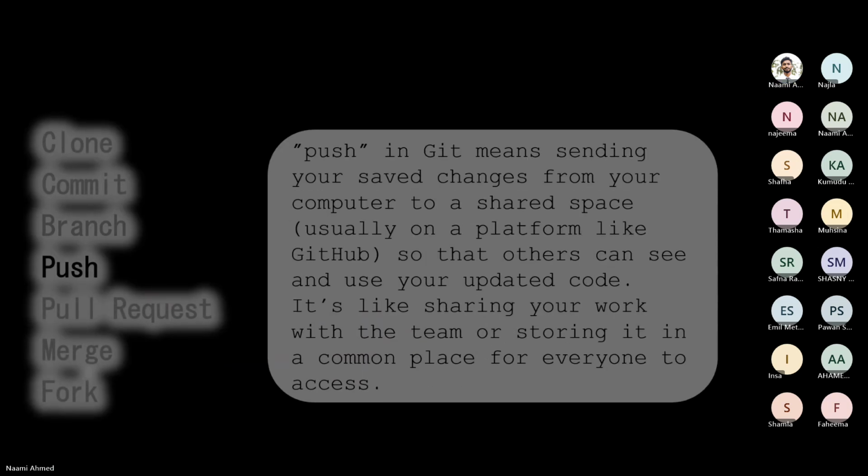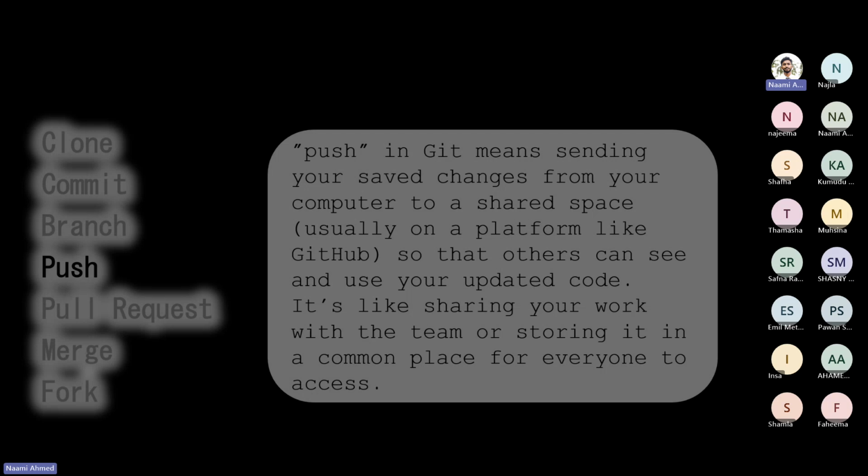Okay. Another term is push. Push is the process of sending your committed change to your GitHub repository. Previously, I told the clone word. You are working on the local environment, your machine or your PC. You are changing some code or developing something. After that, you are saving on the local machine. Now you want to put that code on your GitHub repository.